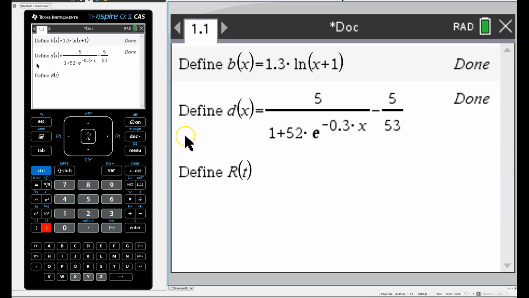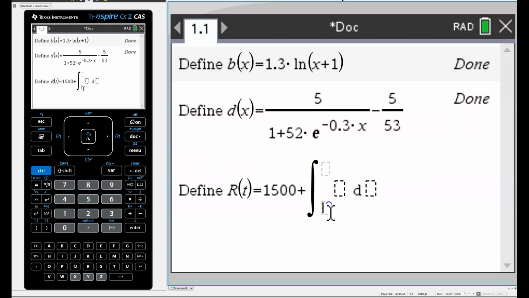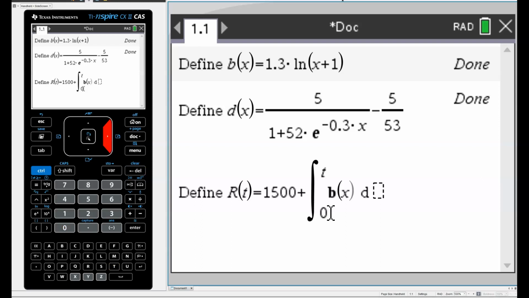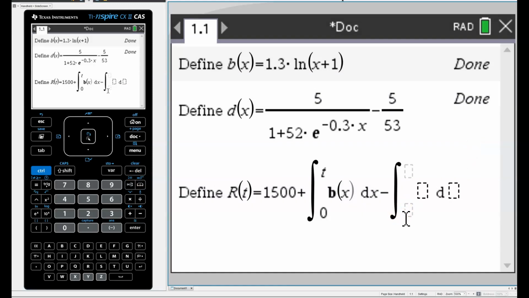So r of t is equal to, I'm starting out with 1,500 rabbits, and I'm going to add the integral from 0 to t. I want that to be the same as my input of b of x. So there's my function b dx, and I'm going to subtract now the integral from 0 to t of d of x, the death rate.